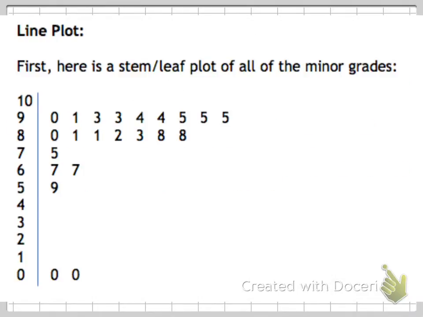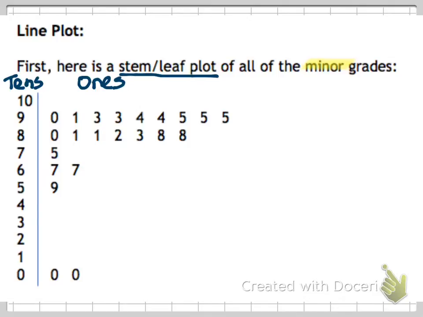And this is, again, going for all of your grades that we looked at before. You only need to do a line plot for your minors. This, first of all, is a stem and leaf plot, which I did show all of you earlier in the year. Remember that this column represents the tens place, and this represents the ones place. It's an easier way of showing information without having to write it all out.